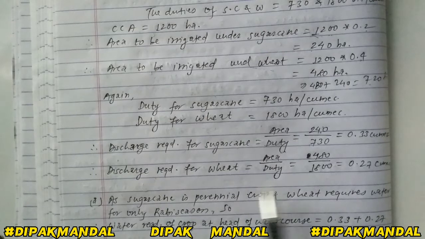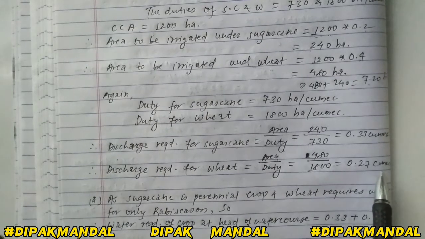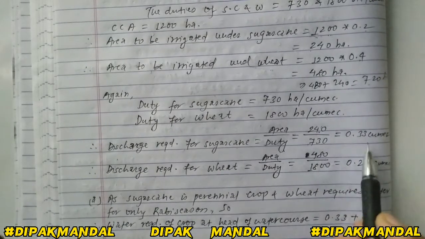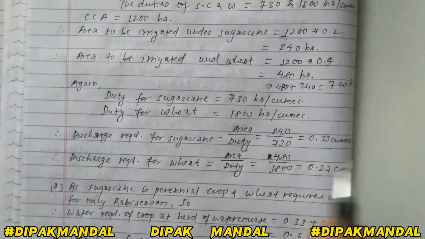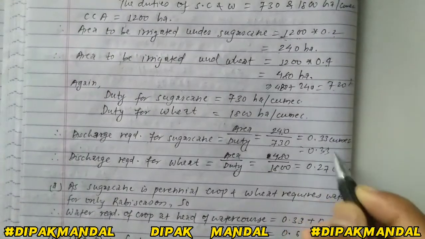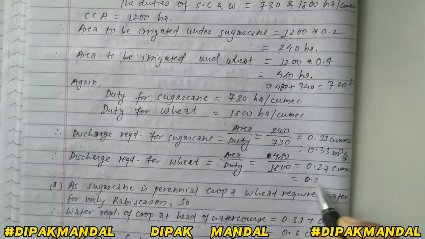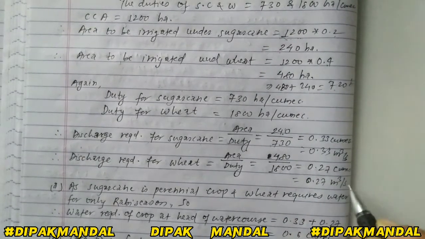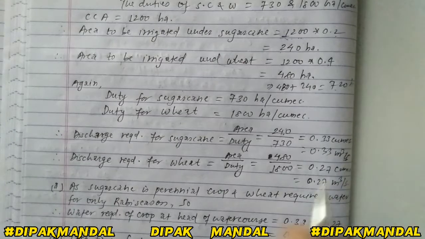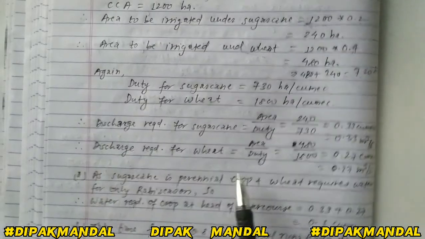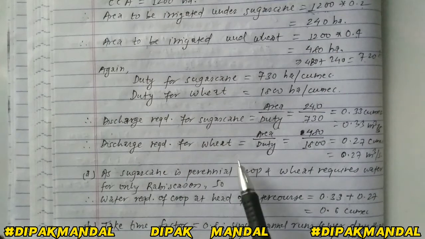So the value becomes 0.27 cumecs. Simply, cumec means meter cube per second. As you know, the value 0.33 meter cube per second is simply called cumec, and 0.27 meter cube per second, this is also in meter cube per second. So we have already calculated the discharge of sugarcane and of wheat.